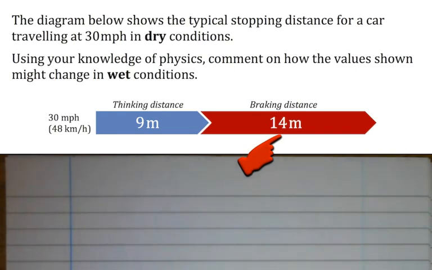And the question's asking how, well, you need to use your knowledge of physics and comment on how this would change in wet conditions. So let's see, one possible answer is, if I can find it, it is this one here.